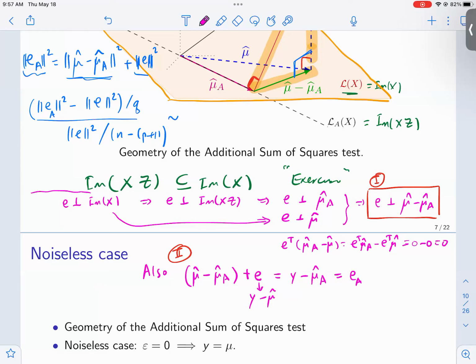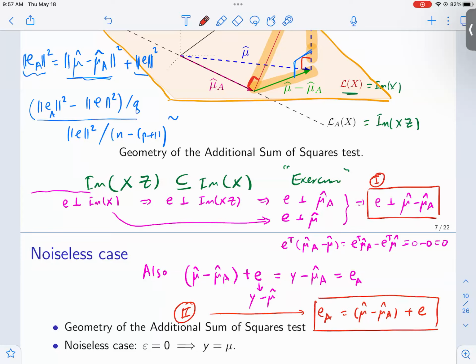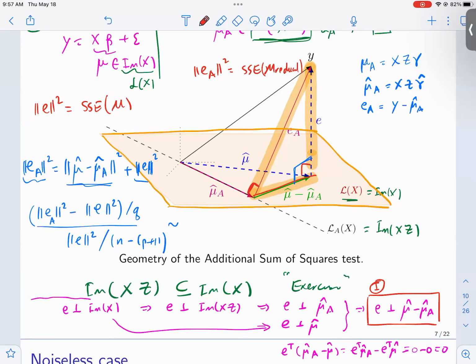So we prove this nice identity. Let me write it the other way. So EA, which is the other side, is equal to mu hat minus mu hat A plus E. Okay, so I have this fact. And from fact A, we know that these two components, mu hat minus mu hat A and E, are orthogonal, and they sum to EA, so we have the Pythagorean theorem. We can already see it here. Mu hat minus mu hat A plus E gives me EA, and these two sides are orthogonal.